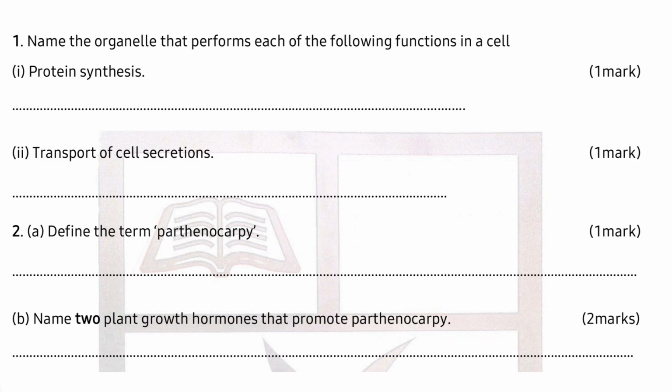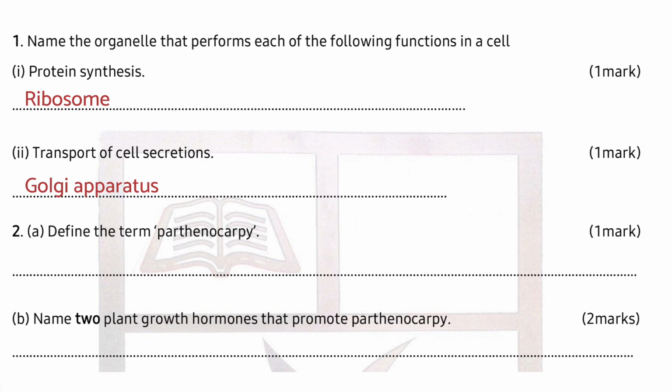Name the organelle that performs each of the following functions in a cell. Roman number 1, protein synthesis. Okay, so this is the ribosome. Roman number 2, transport of cell secretions. This, of course, is the Golgi apparatus.